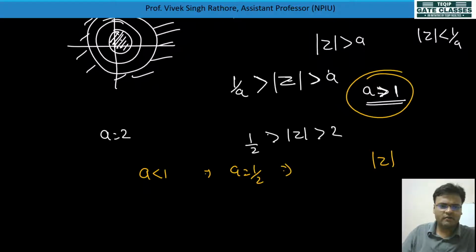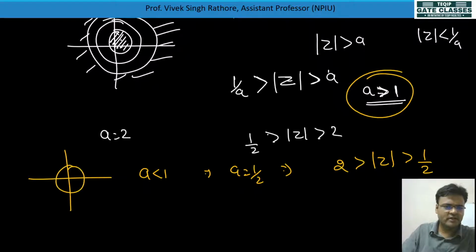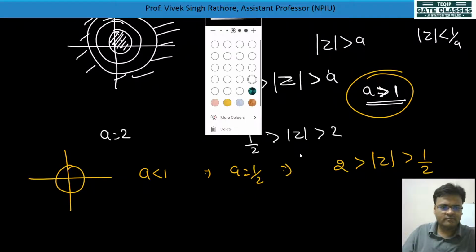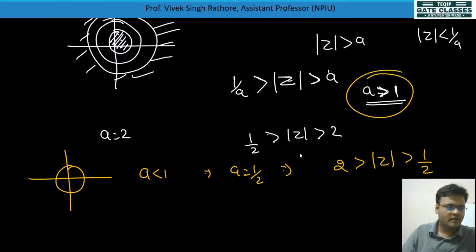Mod Z will be equal to 1 by half, which means 2, and 1 by 2. So for this case, if your Z is equal to 1, the case may be mod Z is less than half, less than 2. So maybe this is your Z is equal to 2 circle, so it will be inverted, and it is greater than half and less than 2. So the value will be like this. Ultimately this is your z is equal to half and this is z is equal to 2.